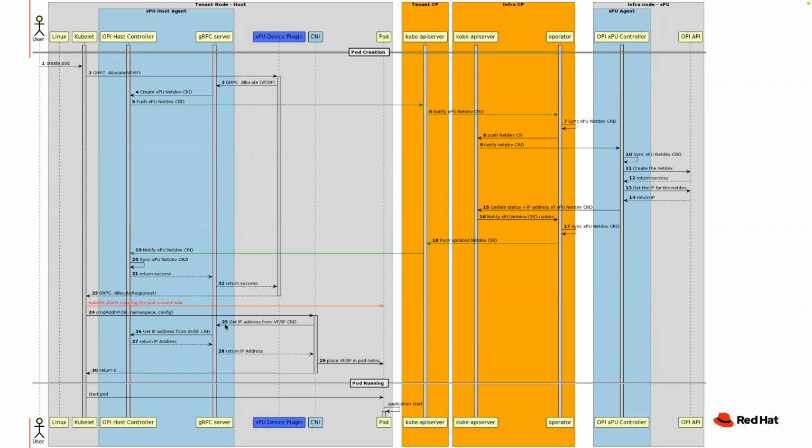The CNI is actually going to request the IP address from the XPU host agent, because that arrived down with the NetDev CRD that came all the way back from the infra side. So it just retrieves that IP address and sends it to the CNI, and then the CNI does the IP address allocation, movement of the NetDev from the host network namespace to the pod namespace, and it returns success. And voila, we have our pod up and running, and it has a VF that's provisioned from the DPU. And now the pod can start, and it can run off and start processing its application.